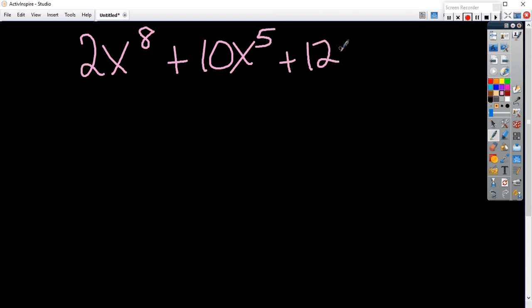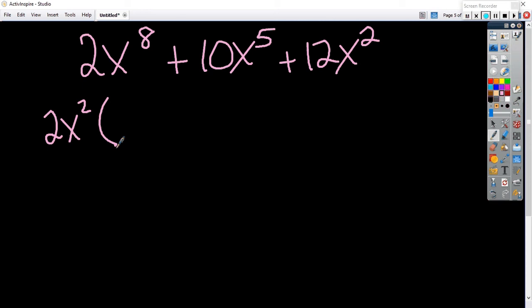Plus 12x squared. Try. All right, let's look at this one together because we've got 3 more forms to look at. If you take the GCF out, what is the GCF here? 2x squared. What is left when I factor out the GCF of 2x squared here? X to the 6th plus.